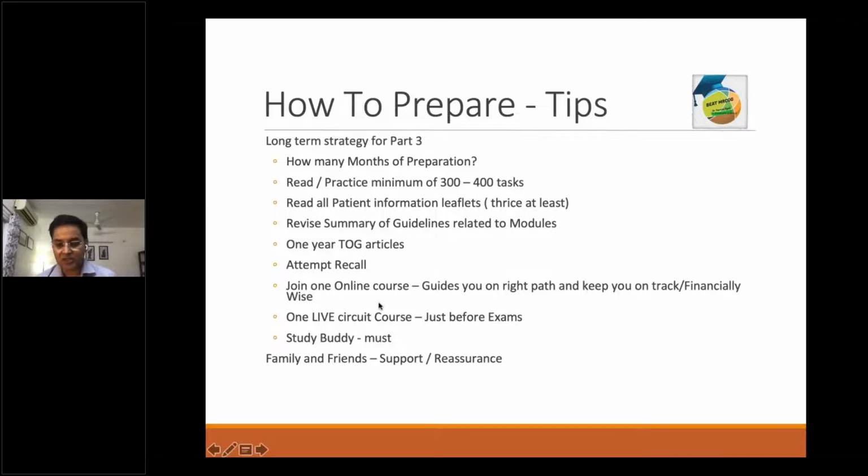And one of the most important aspects, which you will find everybody consistently advising, whether it is mentors like us who are running online courses, or the MRCOG examiners who have been part of the examination committee and who have written books, is to join at least one course, online or offline. This applies particularly to the overseas candidate, because we do not know the workings of the NHS.